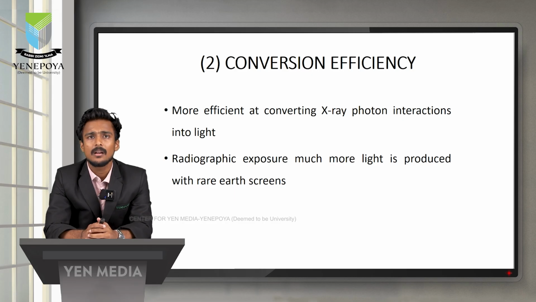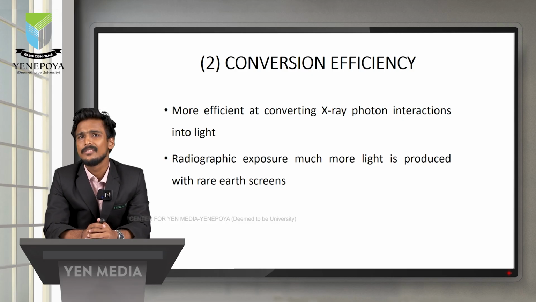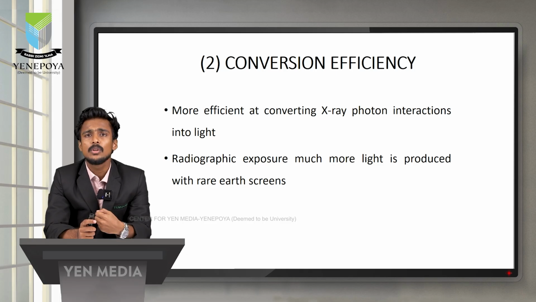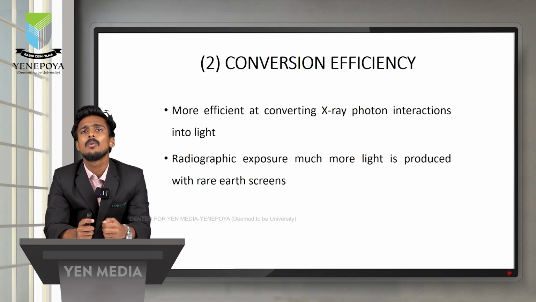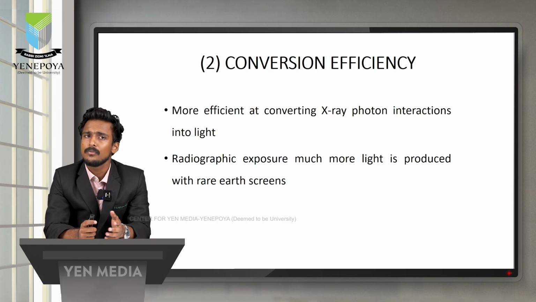Moving to the second attribute, that is conversion efficiency. Conversion efficiency means the efficiency of converting the X-ray photon into light, compared to the conventional phosphor. For a radiographic exposure, much more light is produced with the help of the rare earth phosphor, which results in better image quality.